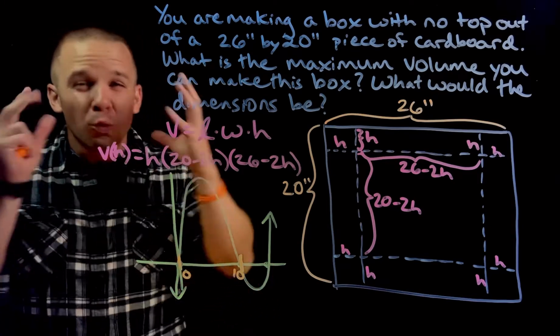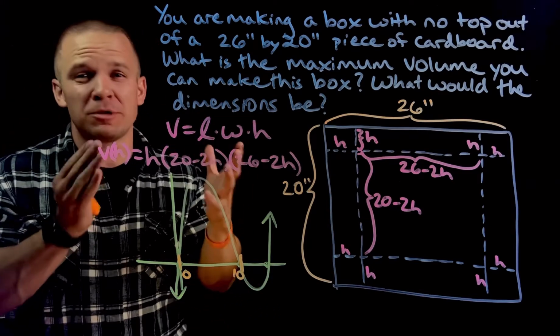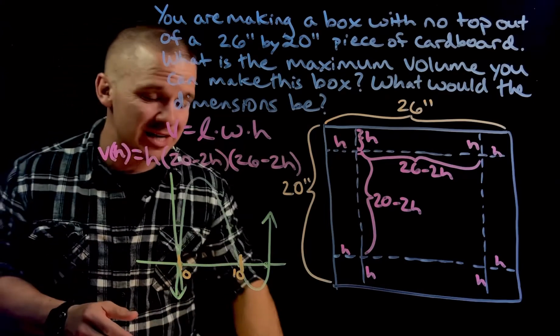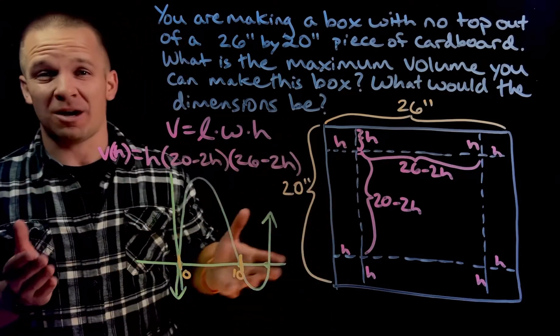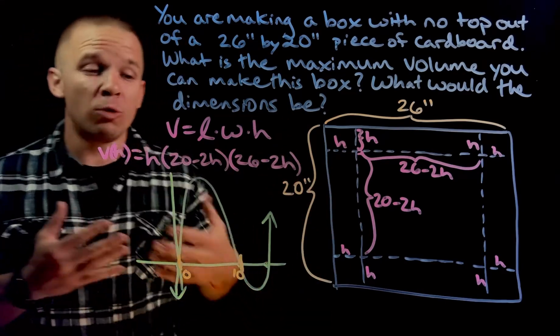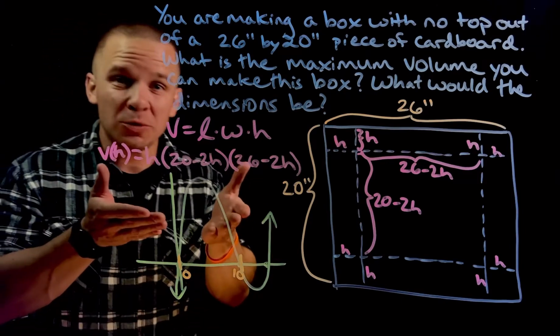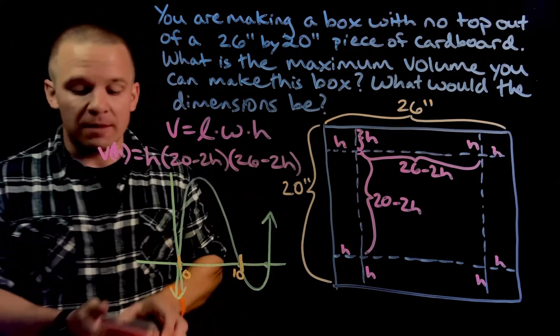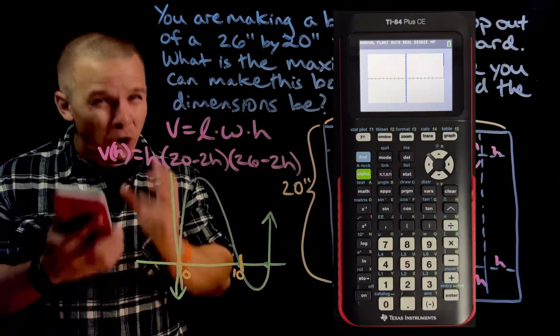That's my realistic domain for this particular problem. Those are the heights that make sense within the context of this problem. We could ask that question. I could say, hey, what heights would make sense in the context of this problem? Between 0 and 10, okay? So now I can see almost everything that I want.